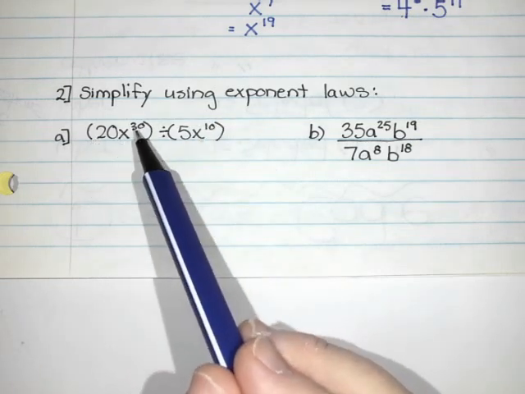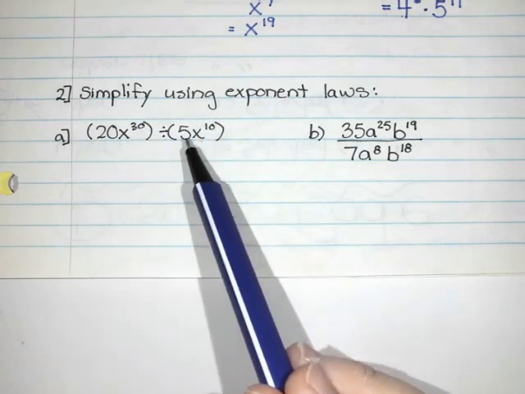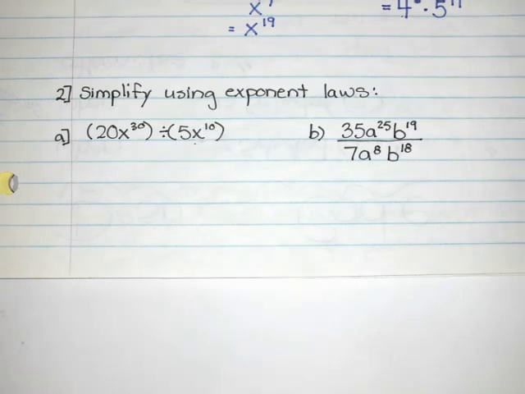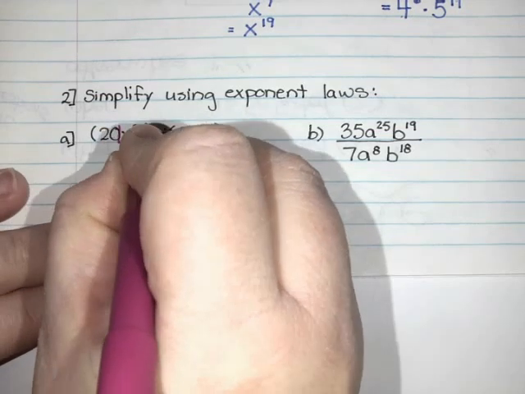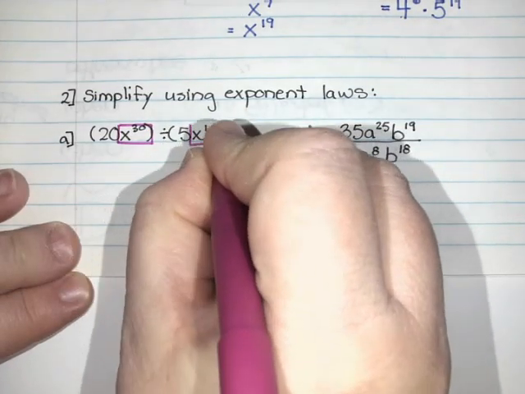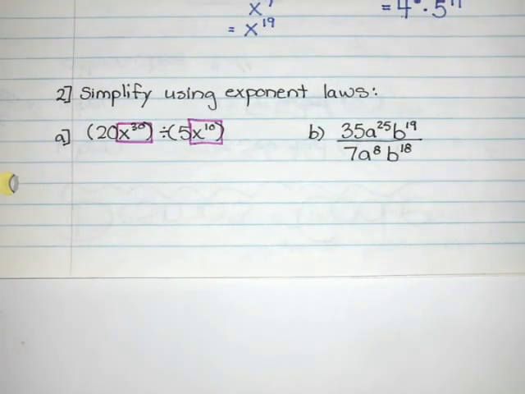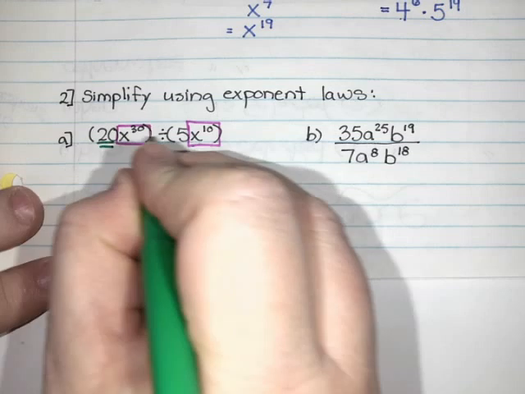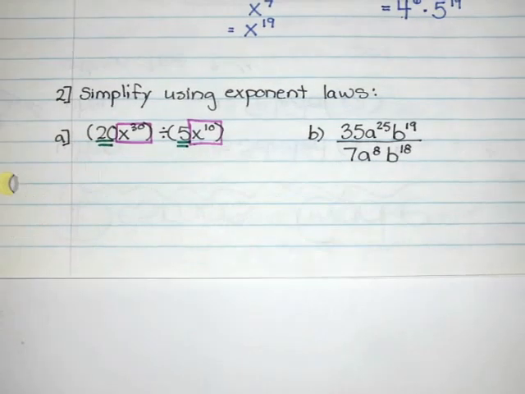And I have 20x to the power of 30 divided by 5x to the power of 10. So when they have the same base, like x to the power of 30 and x to the power of 10, I can use exponent laws on those parts because they have the same base. But if I look at the 20 and the 5, they are not the same. It's not like I had 5 and 5 or 20 and 20. They're two completely different numbers.